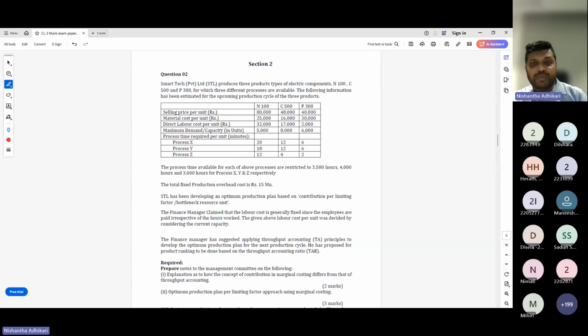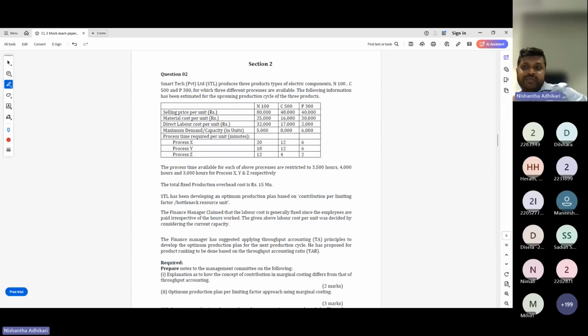STL has been developing an optimum production plan based on contribution per limiting factor or bottleneck resource. That we have to see in which approach we are going to use it. The finance manager claimed that the labor cost is generally fixed since the employees are paid irrespective of the hours worked. The given above labor cost per unit was decided by considering the current capacity. The finance manager has suggested applying throughput accounting principles to develop the optimum production plan for the next production cycle. He has proposed for product ranking to be done based on throughput accounting ratio.